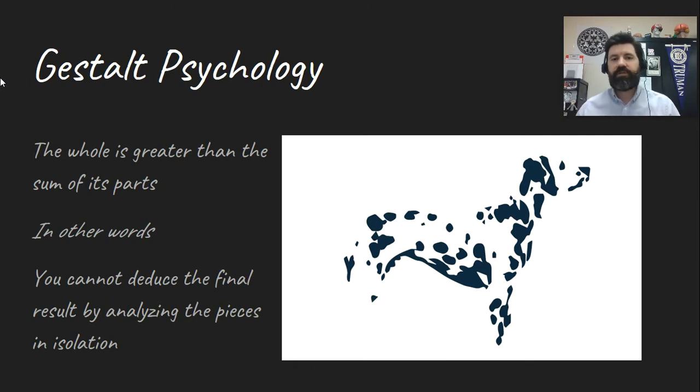That's the idea of Gestalt psychology. Gestalt is a German word for whole, and the whole is greater than the sum of its parts. If you just look at little tiny pieces in isolation, you don't get a perception. You put it together, there's a dog on your screen.